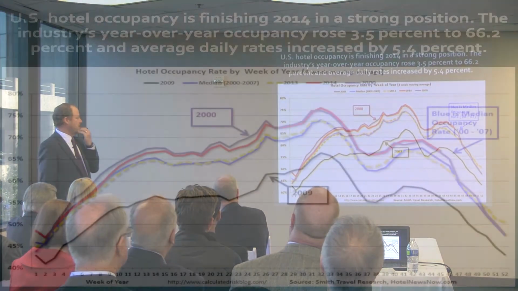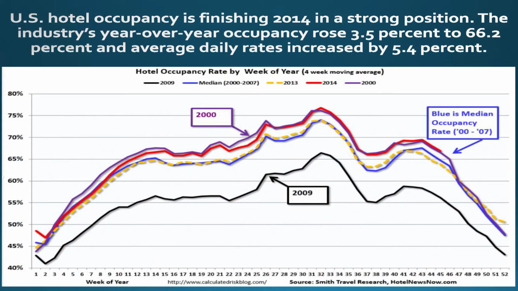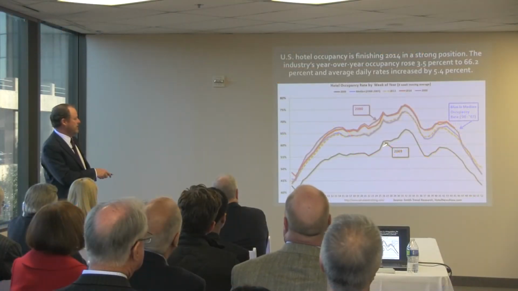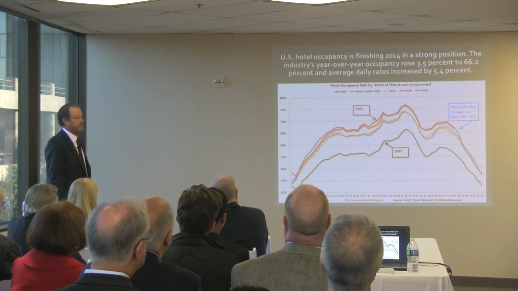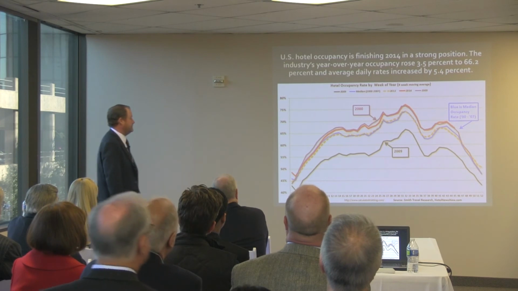These are hotels. What this chart shows you is all 52 weeks of the year. Peak hotel occupancy is the summer months. In red is where we are now. The worst year was 2009. So you can see that hotels are finishing a very strong 2014.